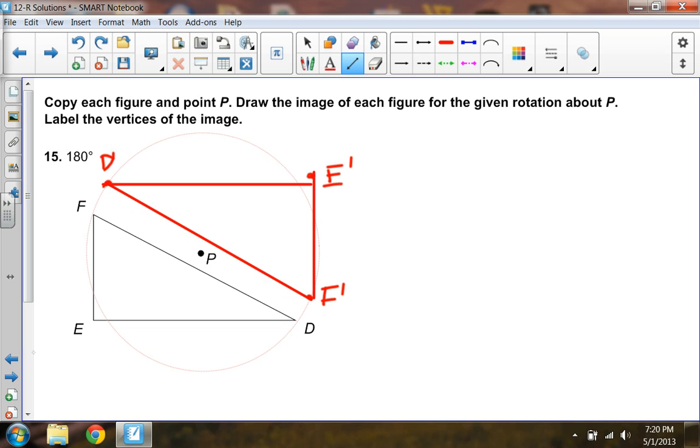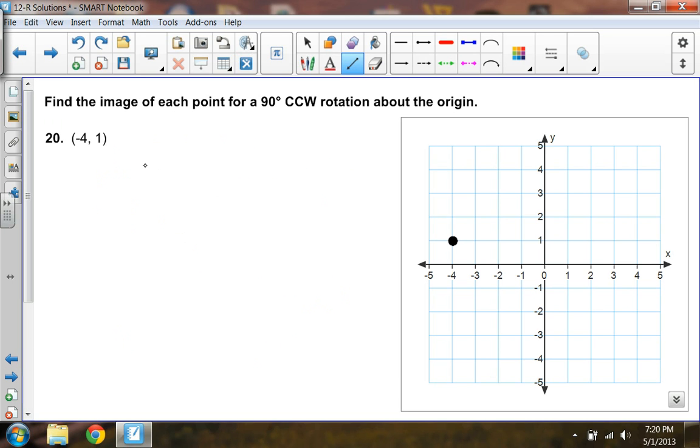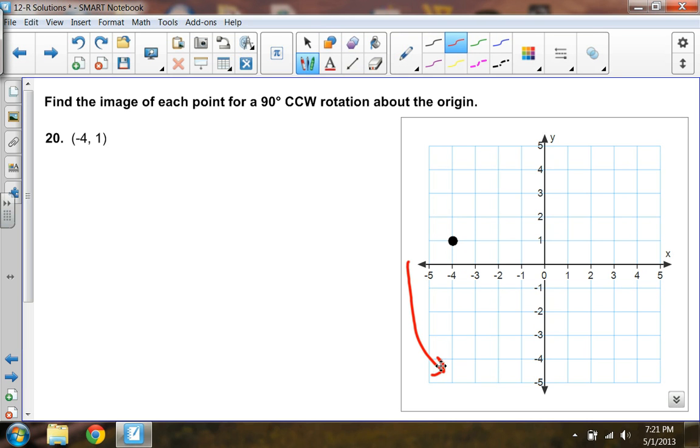Okay. Moving on. Find the image of each point for a 90-degree counterclockwise rotation about the origin. So at this point, negative 4, 1, let's rotate it 90 degrees counterclockwise, which means we got to go that way, 90 degrees. So kind of the same thing here. We want to take this, figure out how far away we are from the center, because that's what we're rotating about. And then we want to go 90 degrees and figure out where we finish. In this case, it will actually be at this point.